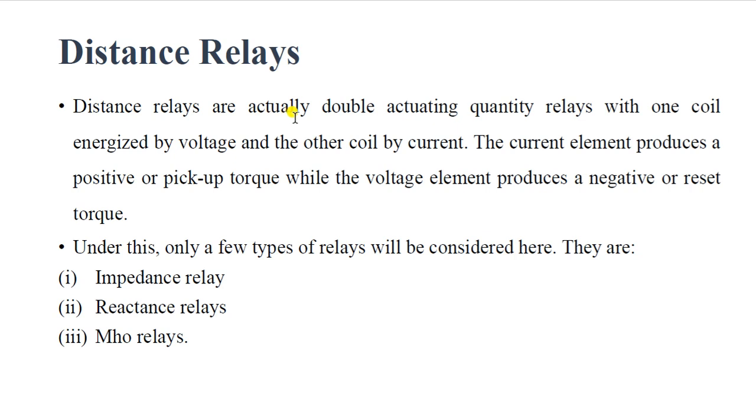Distance relays are actually double actuating quantity relays, with one coil energized by voltage and the other coil by current. The current element produces a positive or pickup torque, while the voltage element produces a negative or reset torque. Under this, only three types of relay will be considered here. They are number 1, impedance relay; number 2, reactance relay; number 3, mho relay.